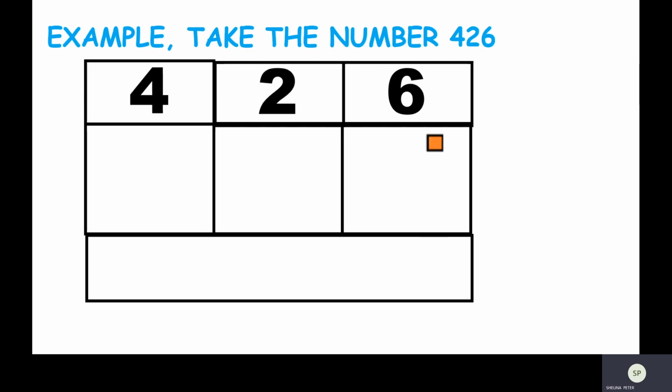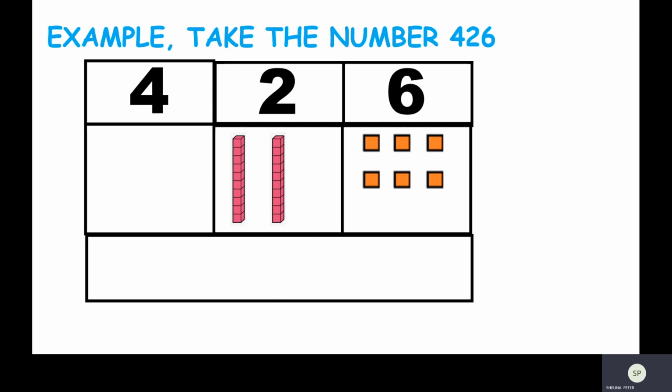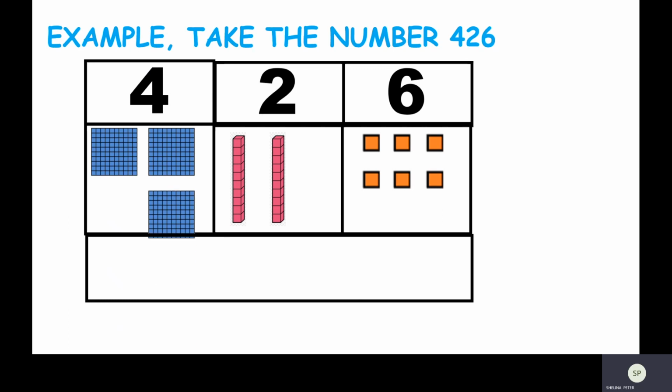Now let us represent using blocks. 1, 2, 3, 4, 5, 6. So 6 unit blocks are used to represent the number 6 at one's place. Let us go to the tens place now. We have 2 here. So how many long blocks will be used? 1, 2. Let us go to the hundreds place now. We have the number 4. So you tell me now, how many flat blocks will be used? Yes, very good. 1, 2, 3, 4.